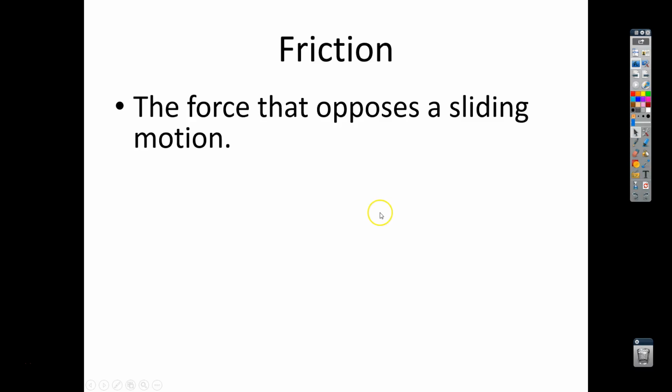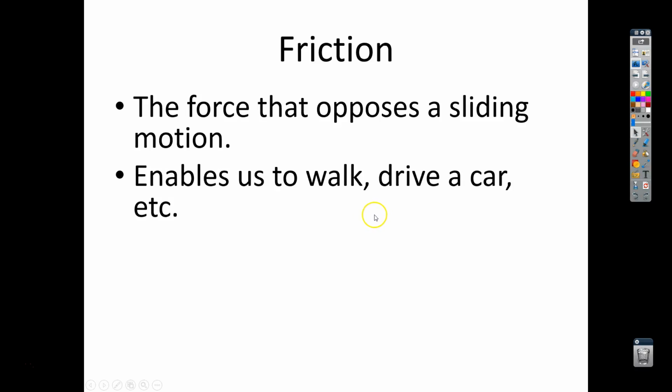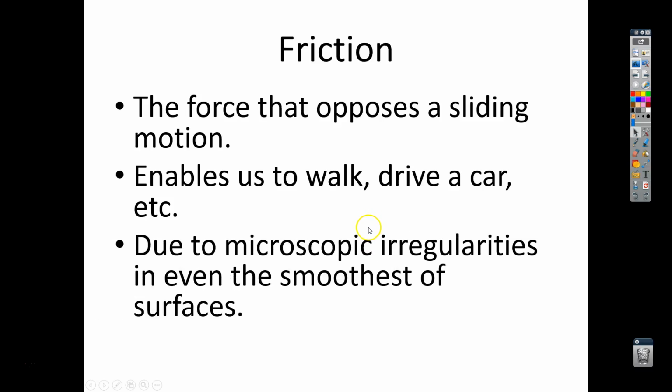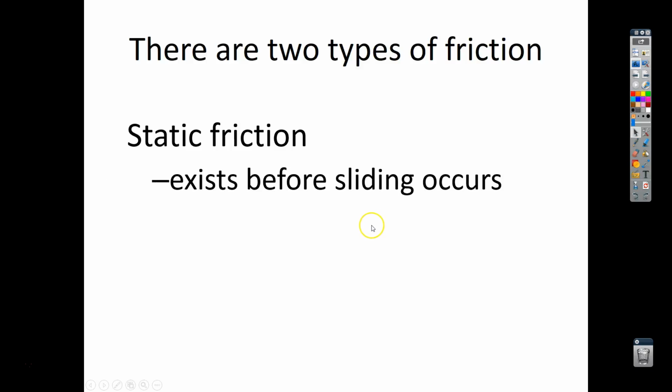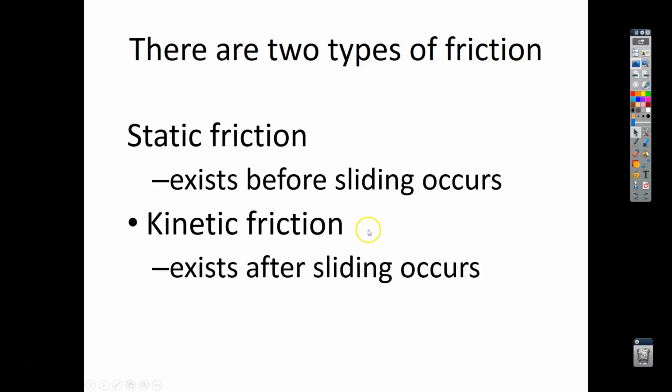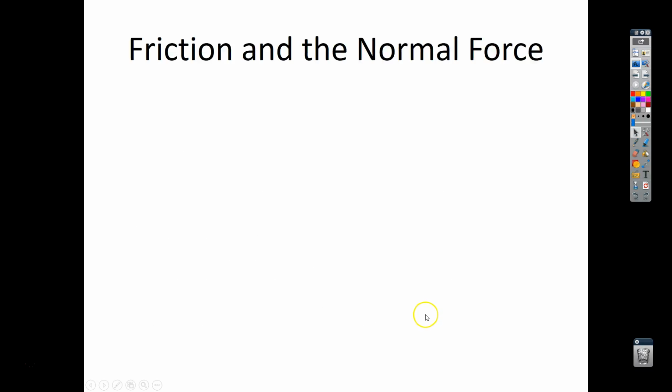The force that opposes a sliding motion is called friction. So if I'm moving to the right and I'm slowing down, that means friction is acting to the left. This enables us to walk, drive a car, and do all the other things. If you've ever tried to walk on ice, you know how difficult it is because you really don't have a lot of friction there. This is really due to microscopic little bumps, even in the smoothest surfaces, and we'll look at what those look like in a second. Static friction occurs before sliding occurs, and kinetic friction happens after sliding occurs. In general, the kinetic friction is less than or equal to the value for static friction.